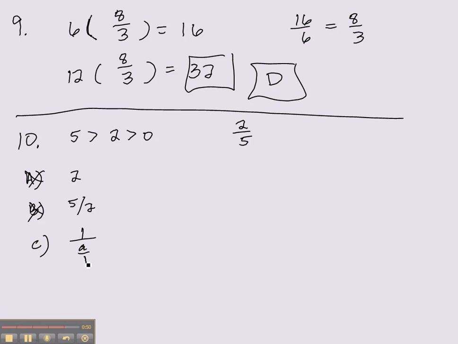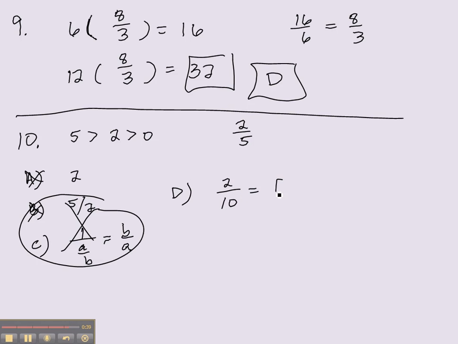D, is A over 2B? That's 2 over 10. That's 1/5. Is that less than 2/5? Yes. Answer choice D is correct. And we could try E just to make sure. 2A over B would be 4/5. That's not less than 2/5. So we know that answer choice D is definitely correct.